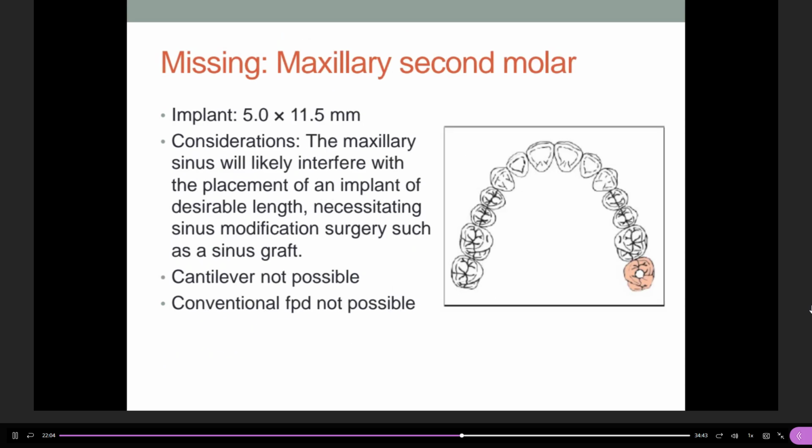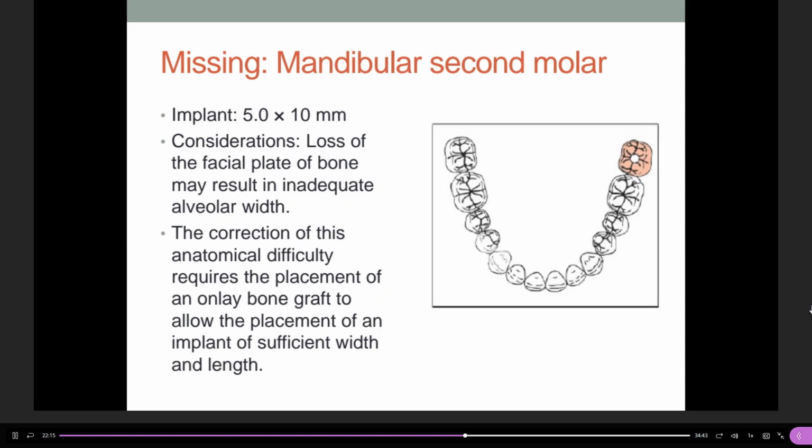Maxillary second molar, as I said, the only options available are a single implant or a removable prosthesis. You do not give a conventional fixed prosthesis. Same for the mandibular second molar. If it is missing, the only treatment option should be a single implant.